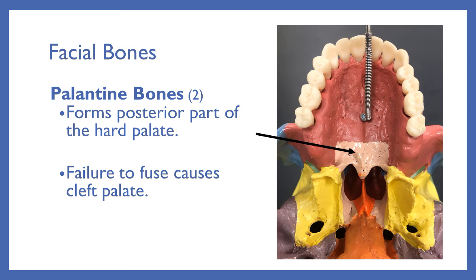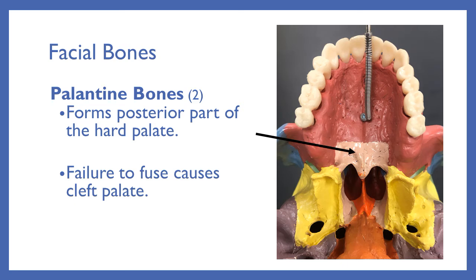Flipping the skull over to look inside the mouth, at the roof of your mouth, there's a small section in light pink here at the back called the palatine bones. These are, once again, two bones that are fused together at the midline, and they form the posterior part of the hard palate.